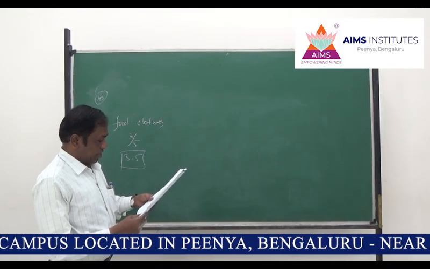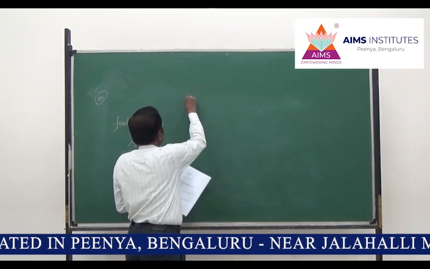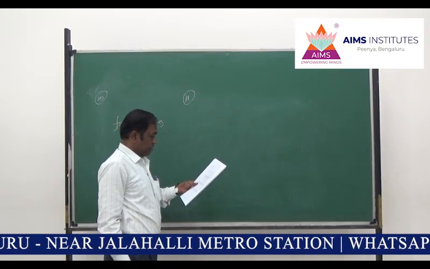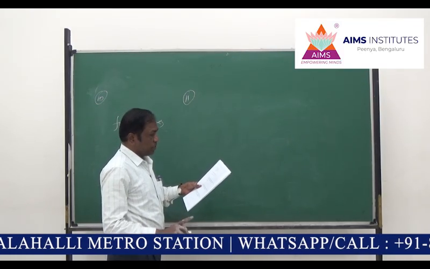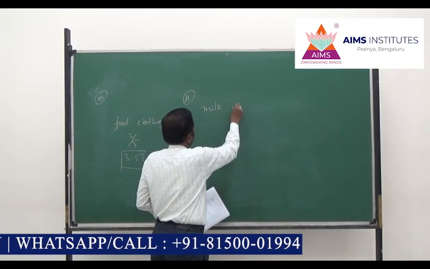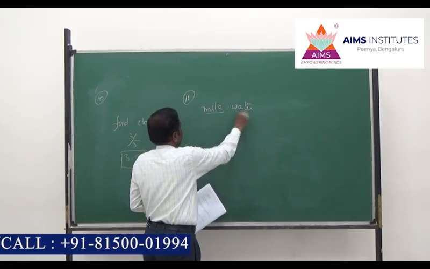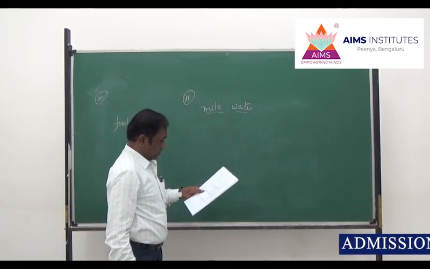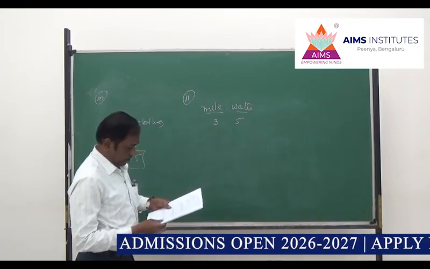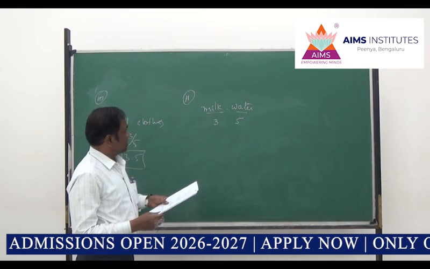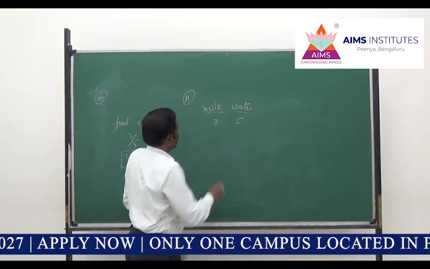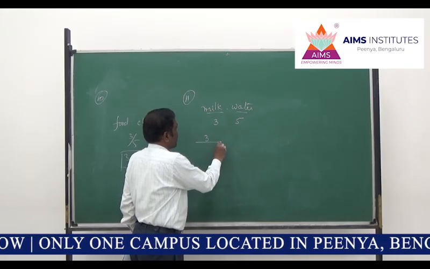Next, question number 11. A mixture of milk and water is such that the quantity of milk is 3/5 that of water. The proportion is being asked. Milk and water, 3:5 again. Okay. The proportion of milk in the mixture. This is the ratios. Proportion is very important. Proportion of milk, what is the milk ratio? 3 out of the total ratios.